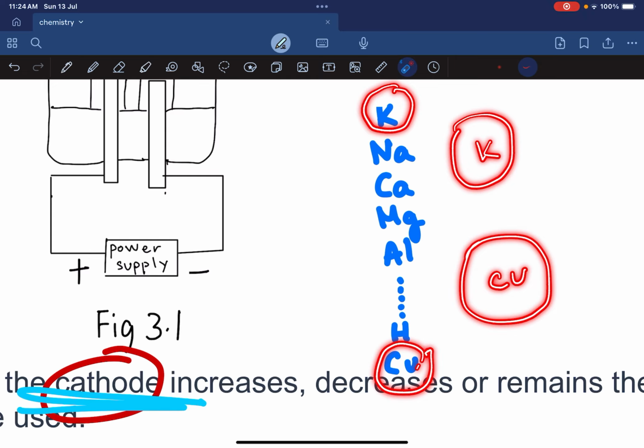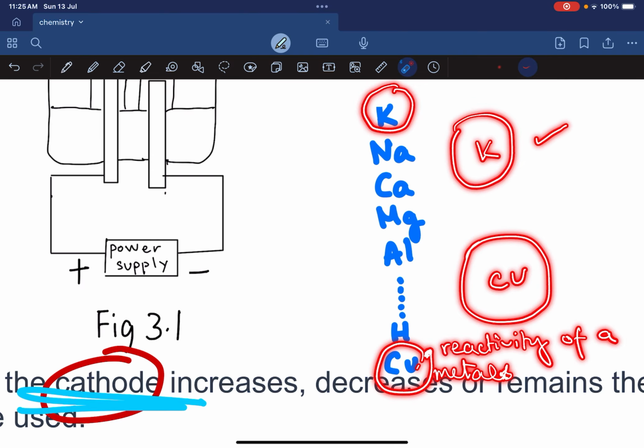So what makes a metal above or below in the reactivity series? You might think about it. I'm telling you this one line, and this one line is going to be very important for your O levels, for your A levels as well. The reactivity of a metal depends on its ability to lose electrons. Okay, depends on its ability to lose electrons.